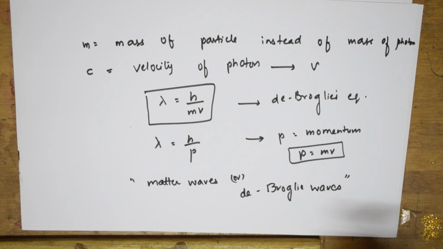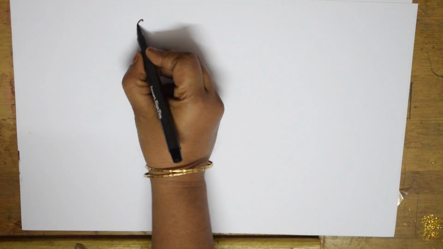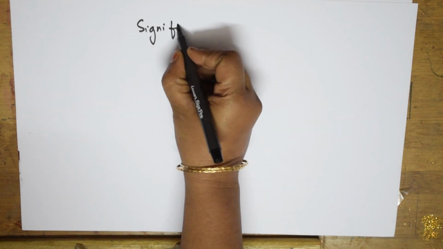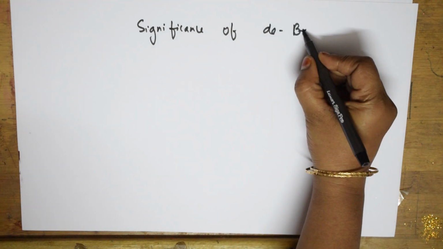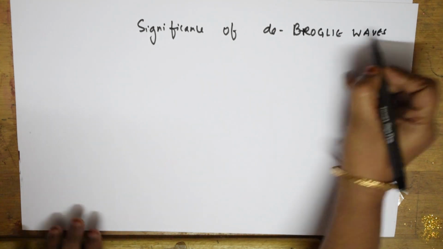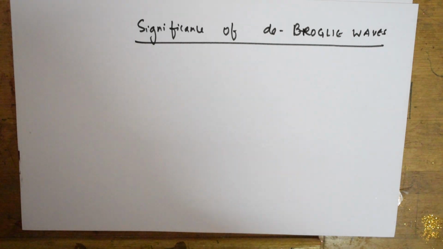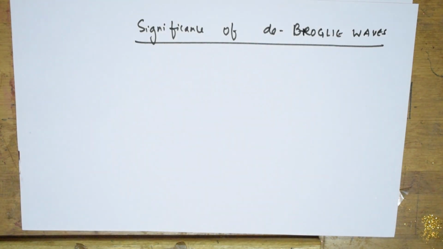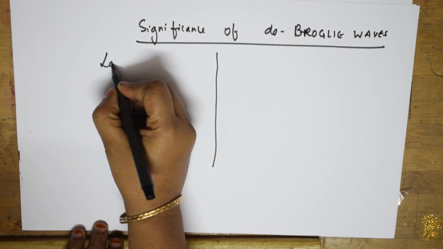Right? So let us see the significance of de Broglie waves. When I have to speak about the significance of the de Broglie equation, let us write the heading, significance of de Broglie waves, and underline this. Basically you have to be clear about the concept here. He has calculated between a large mass and a small mass. Let us apply the de Broglie equation for a large mass.